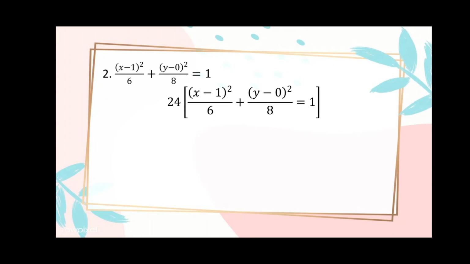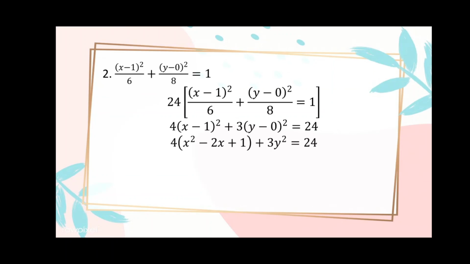So we need to expand each binomial. Just a review for our discussion last time, of course, we can use the FOIL method or the shortcut method. So we have now 4 multiplied by (x squared minus 2x plus 1) plus 3y squared, since the last term in the given binomial is only 0, is equal to 24. Next, you need to multiply 4 by the whole trinomial. So we have 4x squared minus 8x plus 4. That is actually the distributive property or simply multiplying. So plus 3y squared is equal to 24.